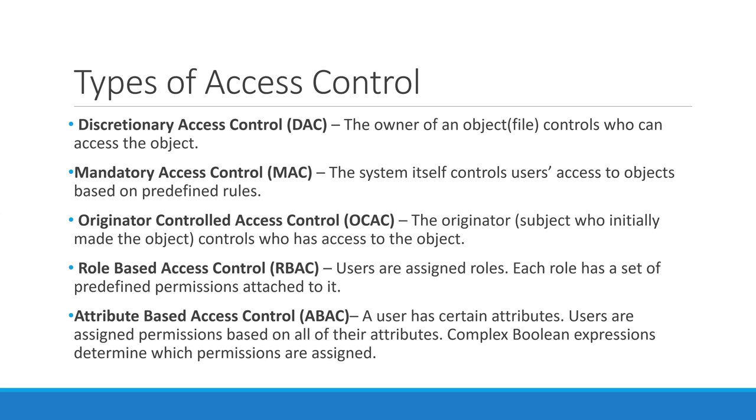And then lastly, there's attribute-based access control. Every user in the system is going to have certain attributes attached to their user profile. Users will be assigned permissions based on the sum of all their attributes. To do this, complex Boolean expressions are used to determine which permissions are assigned to certain users.